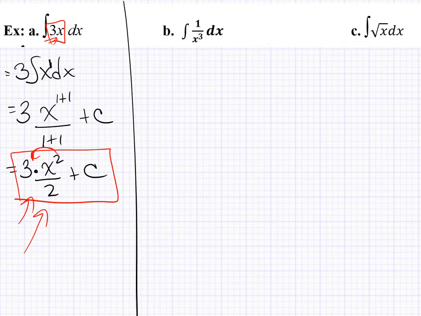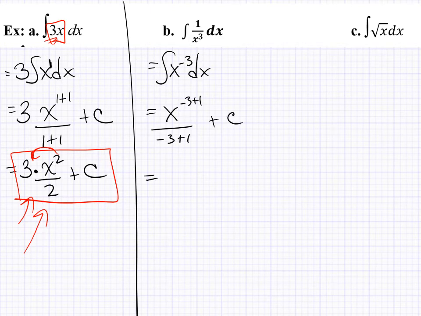Next one, similar to things we did with differentiation, I'm going to rewrite this as x to the negative 3 dx. Because the power rule doesn't apply to 1 over x to a power, it only applies specifically to x to a power. In this case now, looking at this x to the negative 3, I could apply the power rule to it. As long as the power is not negative 1, it's not. It's negative 3. I can say this will be x to the negative 3 plus 1 over negative 3 plus 1 plus c, which would give me x to the negative 2 over negative 2 plus c. Best way to write this would be negative 1 over 2x squared plus c.